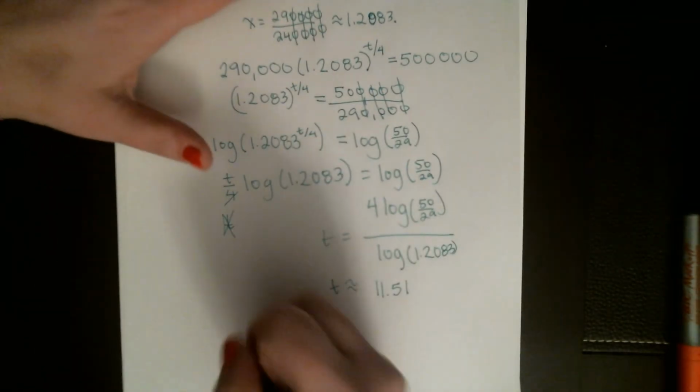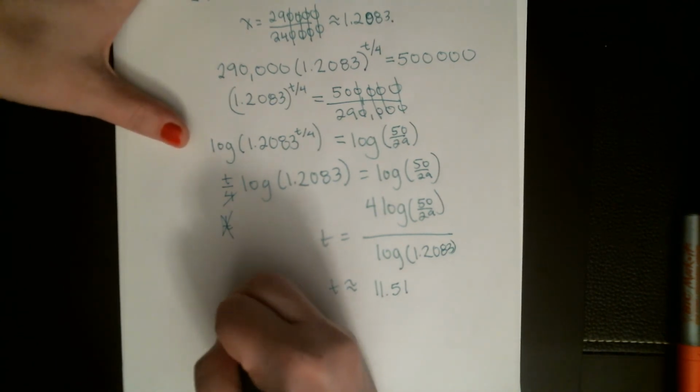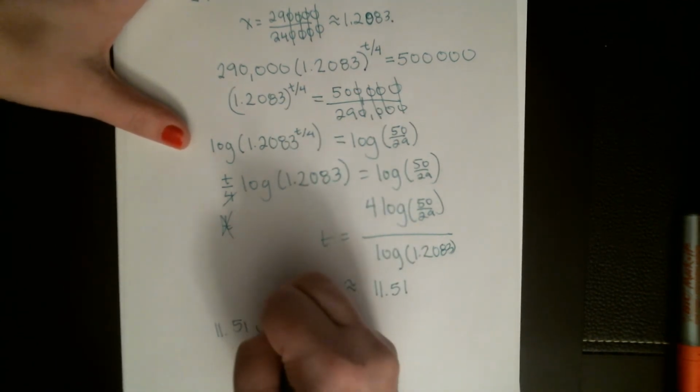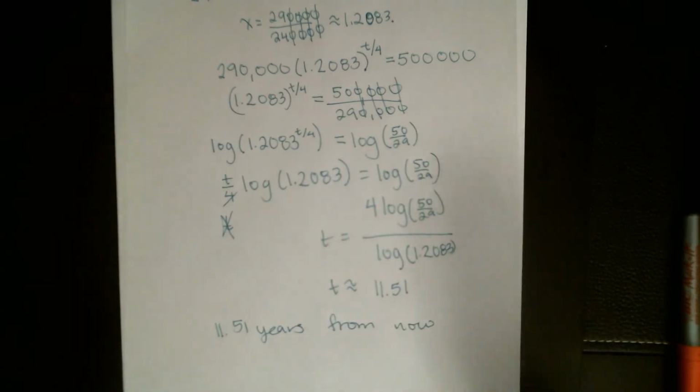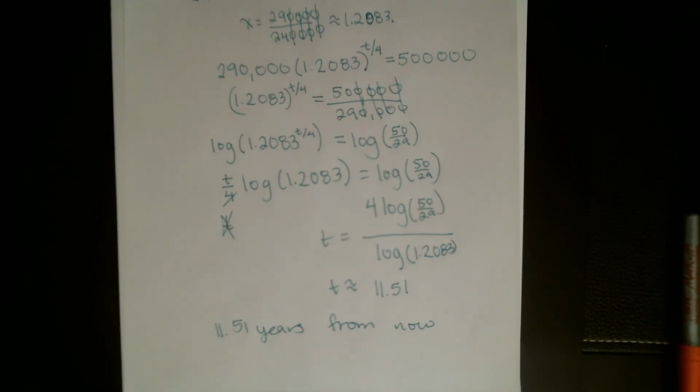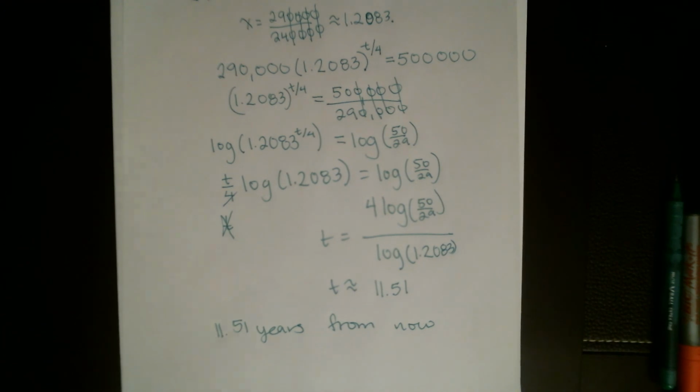So I'm going to say 11.51 years from now. Again, if you had chosen 240 as your starting monetary value, that would just mean that your starting time was 4 years sooner. So you would have gotten 15.51, and you'd say 15.51 years from the original purchase of the home or something along those lines. So you get to decide what that starting value is, and then you just have to make sure you stick with that and give all of your answers in terms of what you chose. All right, thanks for watching.